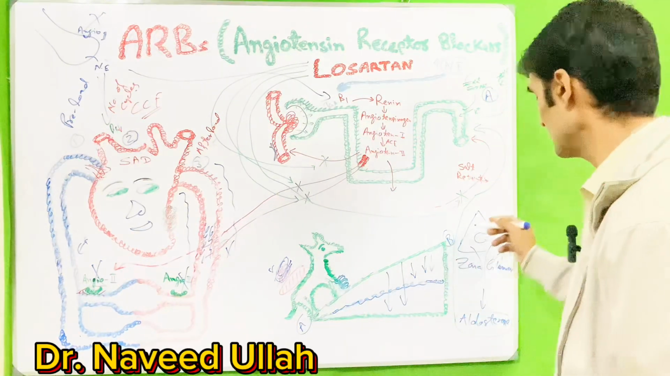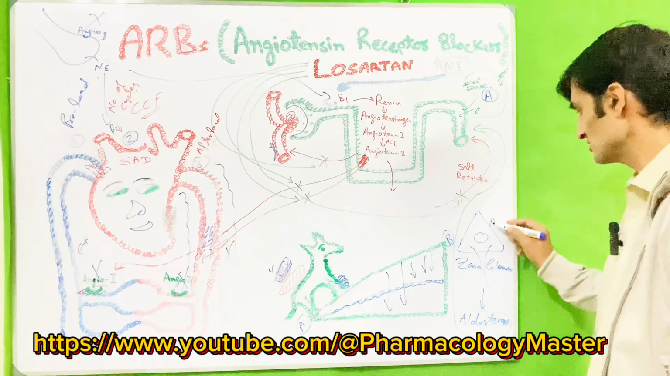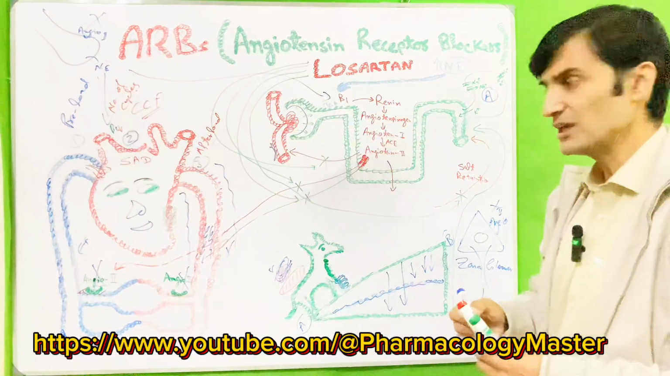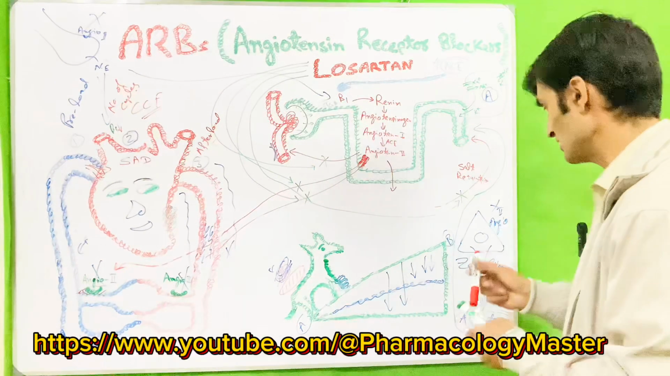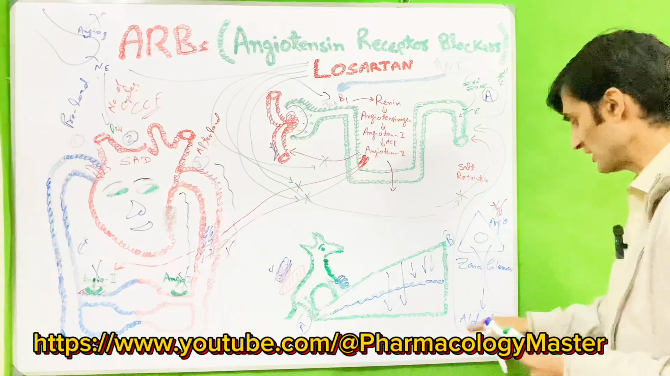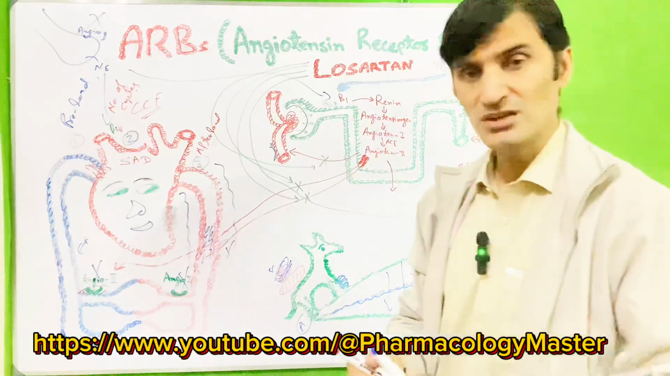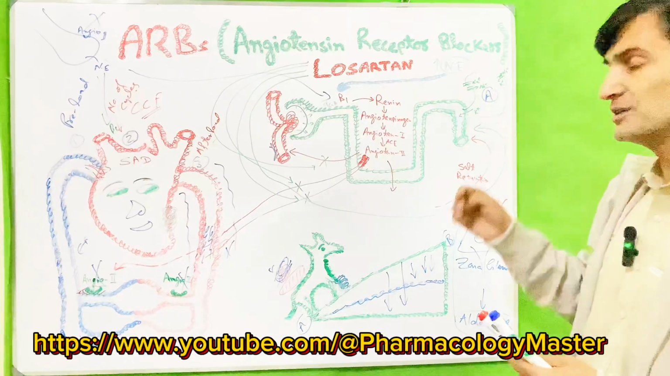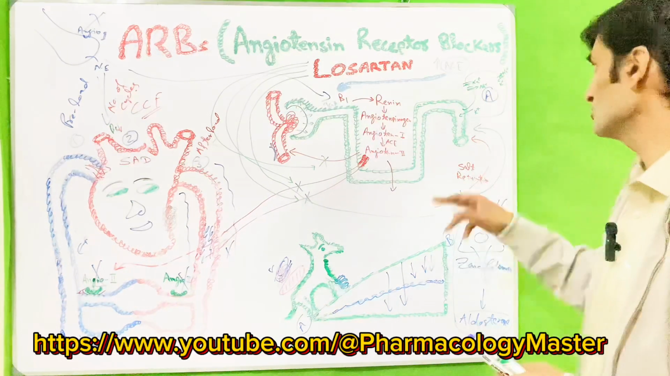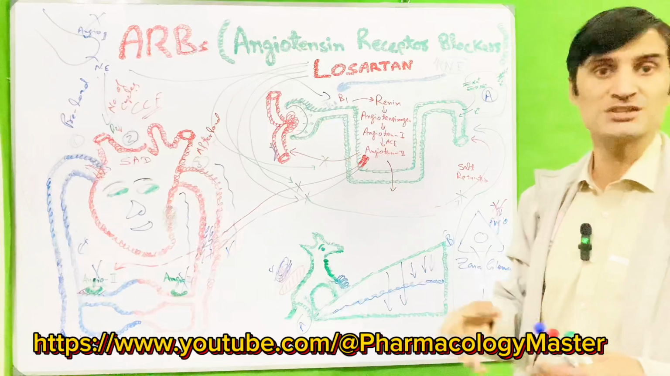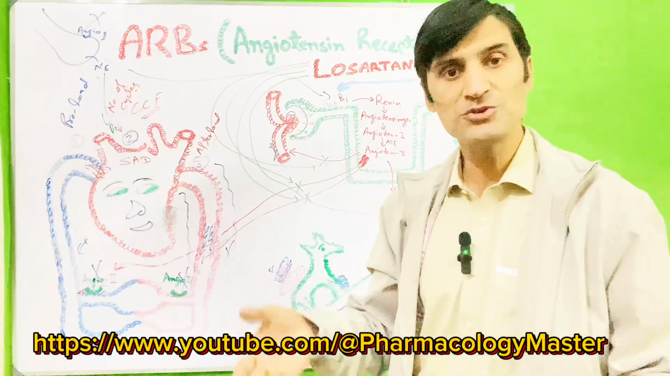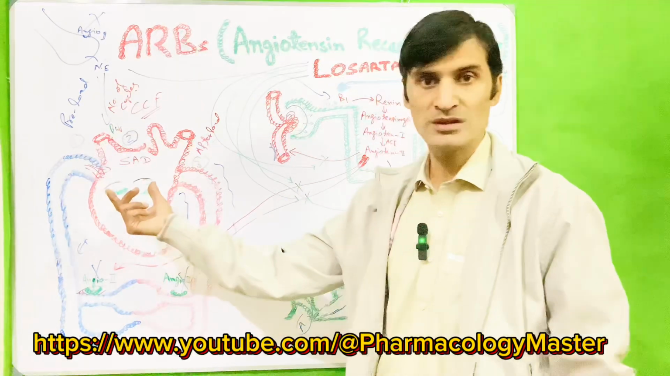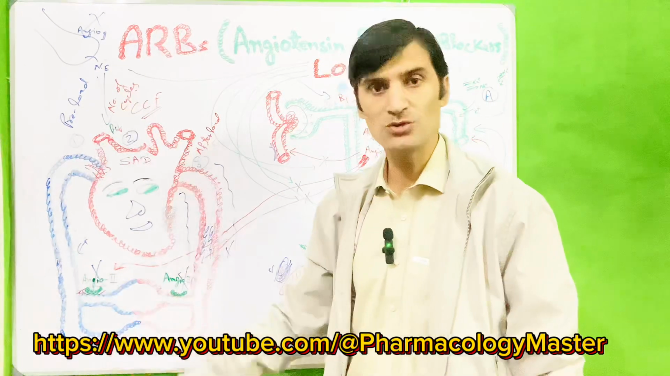Losartan will also inhibit angiotensin 2 receptors at the zona glomerulosa. When losartan inhibits these receptors, what will happen? Aldosterone will be decreased. When aldosterone is decreased, overstimulation of aldosterone at collecting tubular cells will be inhibited. When the overstimulation of aldosterone is inhibited, more and more salt and water retention will be inhibited. So the blood volume can't be increased, blood volume will be decreased. So we can again help this heart by reducing the blood volume.